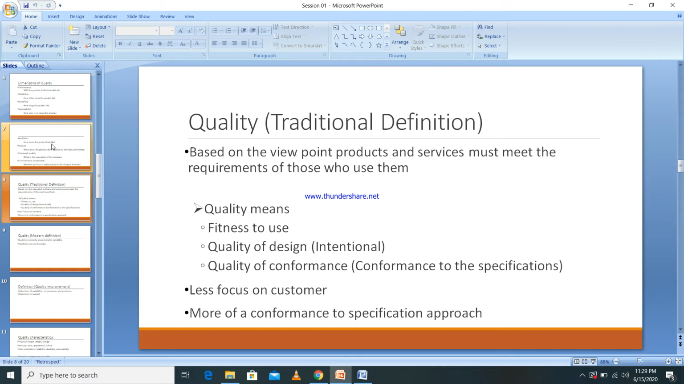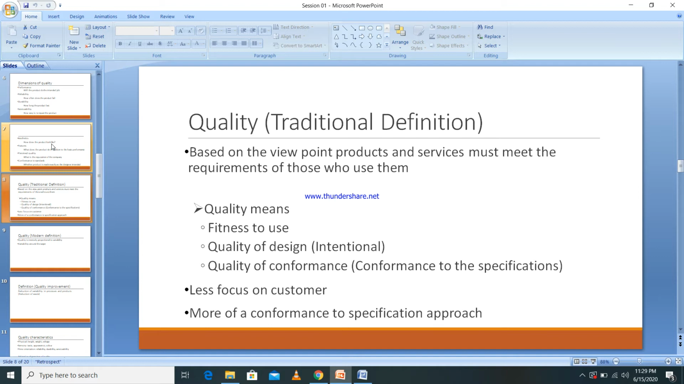If you take it in technical terms, in the traditional definition, quality is based on the viewpoint that products and services must meet the requirements of those who use them. That is, if you are the manufacturer, you always check whether this is easy to use, and whether it is maintaining the quality design or the conformance, or the basic design of the product, right?